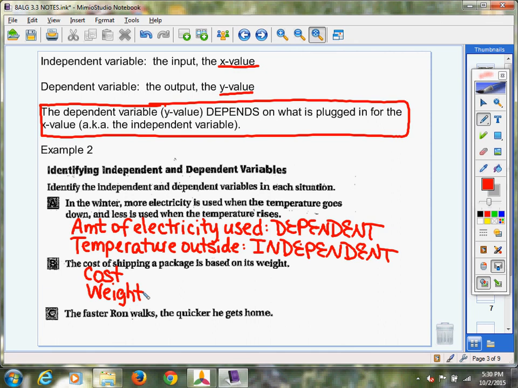Okay? So let's take that statement and let's see if we can figure out what's dependent. Okay? So I walk in and I don't know how much it's going to cost. What do I have to do first? I got to see how much it weighs. The weight is going to be your independent. I have to know what that is first. And as soon as I know what the weight is, then I know what the cost is. I won't know the cost until I know what the weight is. So the cost depends on how much that box weighs.